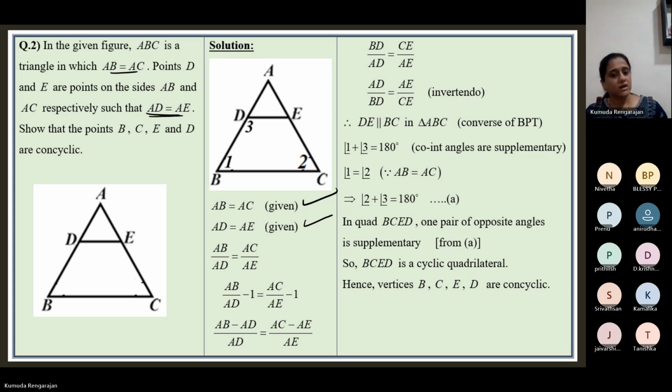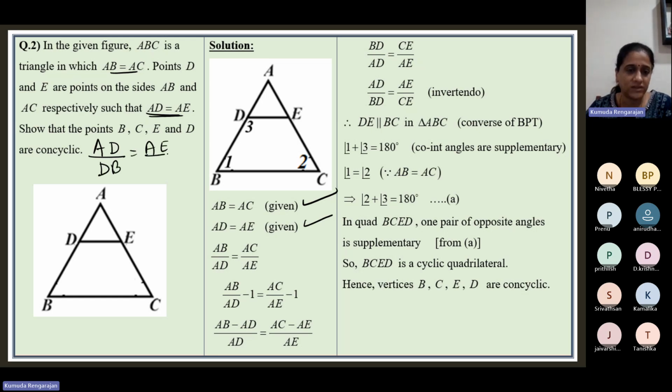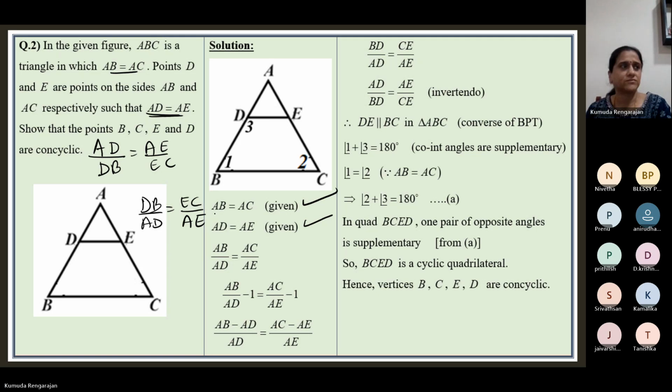Now directly I've divided, I didn't subtract. I've divided one by the other. But when you divide, make sure what is the proportion you want. Listen to this, very simple, but if you don't focus, it might become difficult for you. Now we need the proportion AD by DB equals AE by EC, or we want DB by AD equals EC by AE. Both are fine. Anything is fine. Correct? So now this is given to us.